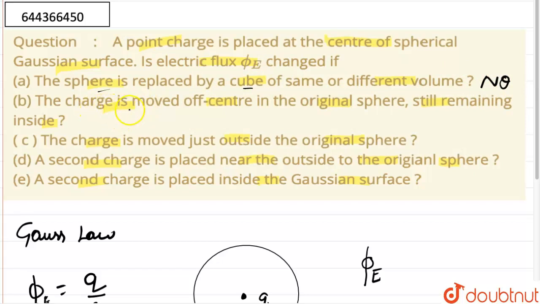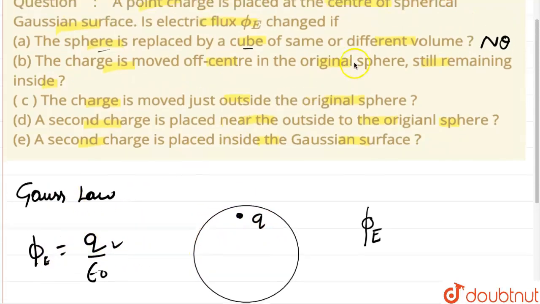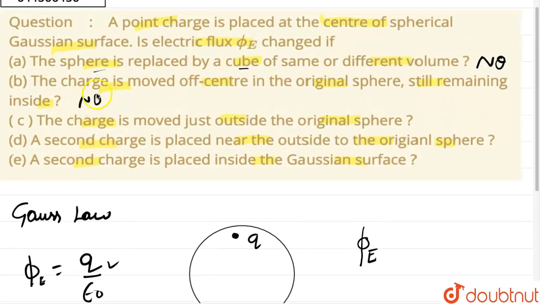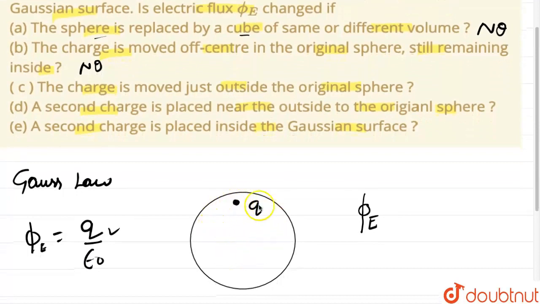Now in the second case, the charge is moved off the center in the original sphere, still remaining inside. So in the second case, we have moved this charge from this position and let us say place it somewhere here. Now still the charge is enclosed inside the Gaussian surface and still the magnitude of charge is same. So according to Gauss law, the flux will not change. So our answer would be no, because even though we have moved the charge from the center, still it is enclosed inside the Gaussian surface and the magnitude of the charge is still same. So the flux will not change.